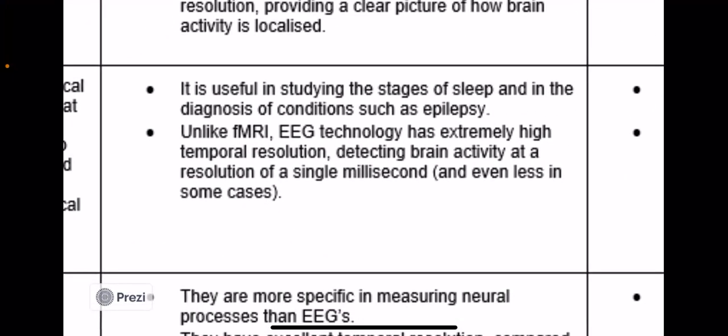Strengths. It is useful in studying the stages of sleep and in the diagnosis of conditions such as epilepsy. Unlike fMRI, EEG technology has extremely high temporal resolution, detecting brain activity at a resolution of a single millisecond and even less in some cases.